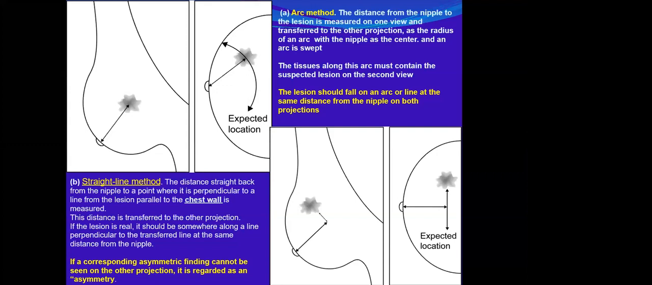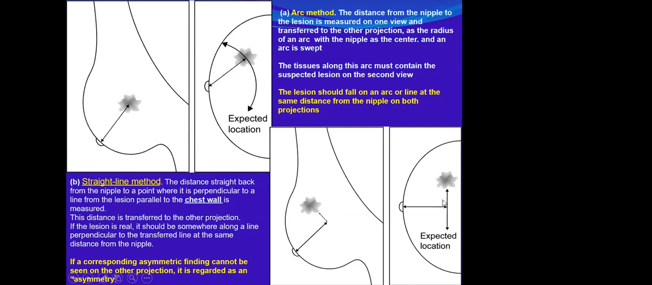If we could not see it, that means it is not real, and it might be summation, or just an asymmetry, not a focal asymmetry. And for the straight lines, you will do the same: draw the vertical line from the nipple to the lesion, and draw a line from the lesion parallel to the chest wall. And you will do the same for the other view.